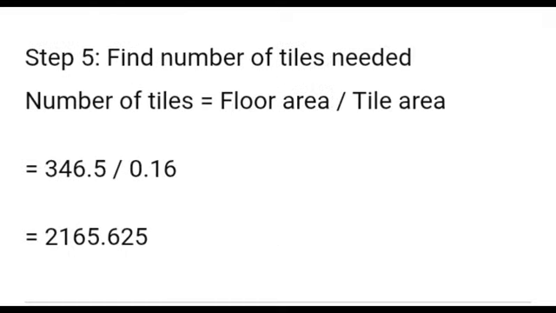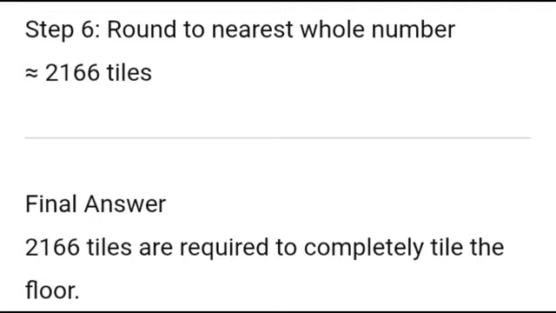Step 5. Find the number of tiles needed. Number of tiles equals floor area divided by tile area. So 346.5 divided by 0.16 equals 2,165.625. Step 6. Round to the nearest whole number.